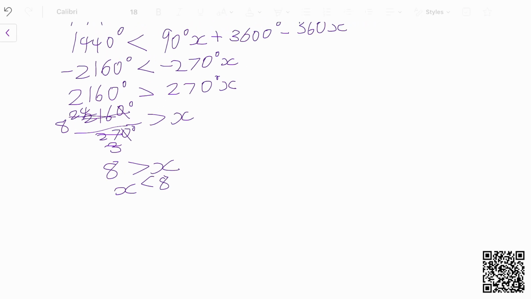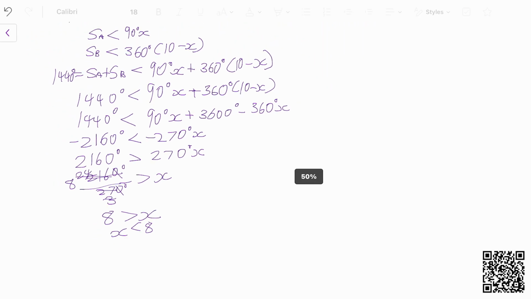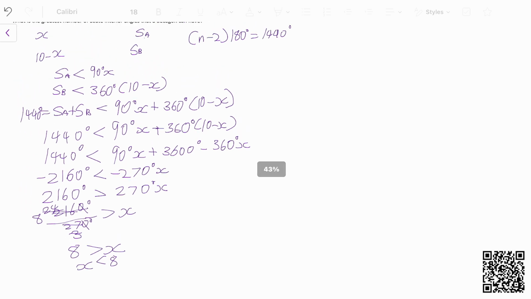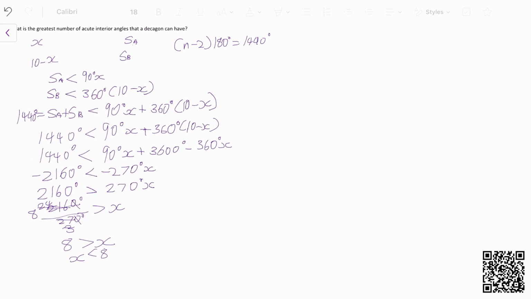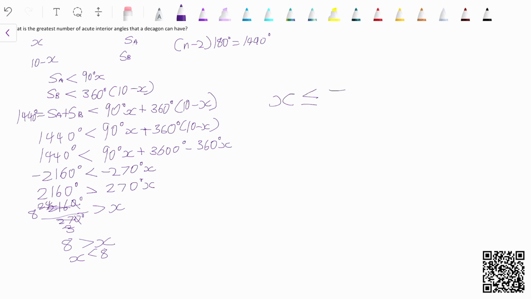And you might be like, oh, well then 8 is probably the greatest it can go, right? But you can notice here that I did not write x is less than or equivalent to 8. Therefore, 8 is out of the boundaries of our numbers. Therefore, if we subtract 1, because it can't be a decimal number of angles, we're going to get x can be less than or equivalent to 7. Therefore, 7 here is our final answer. So the greatest number of acute interior angles that a decagon can have is 7.